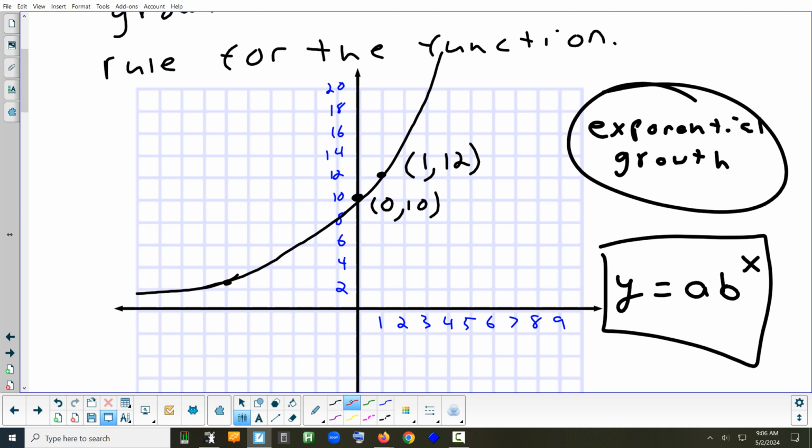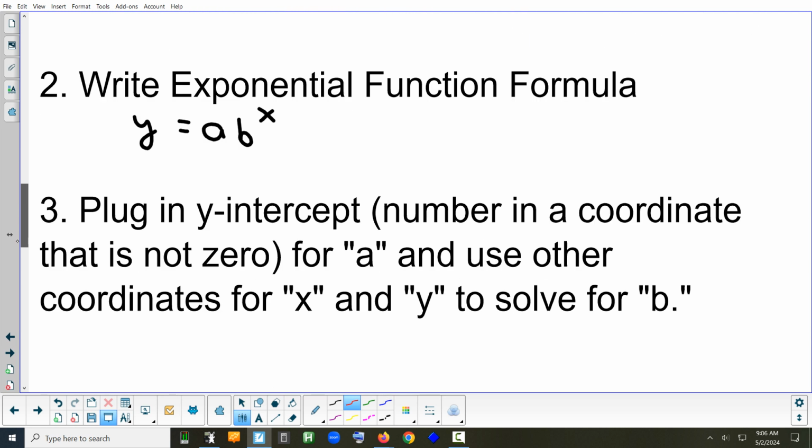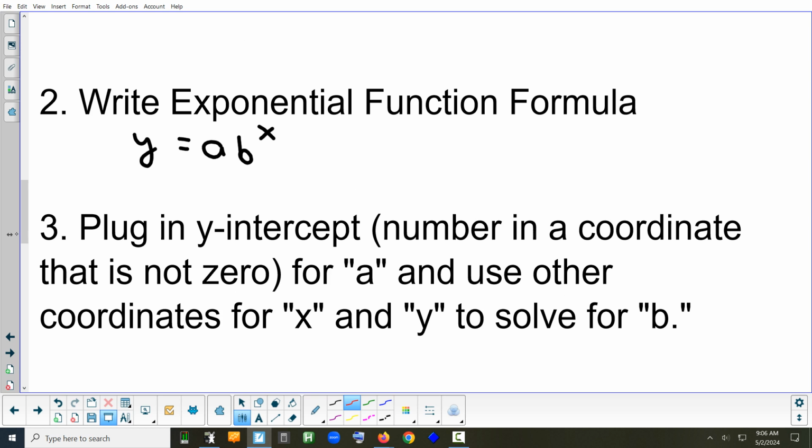Remember what we said about the A value. It's always the number that's with what in the table? With 0. It's always the number that's with 0. Here you're not looking at a table, you're looking at a coordinate, but 10 is the number with 0, so that is your A value. Look at your y-intercept, and take not the 0 but the number that's with it. In our case, it's the 10.